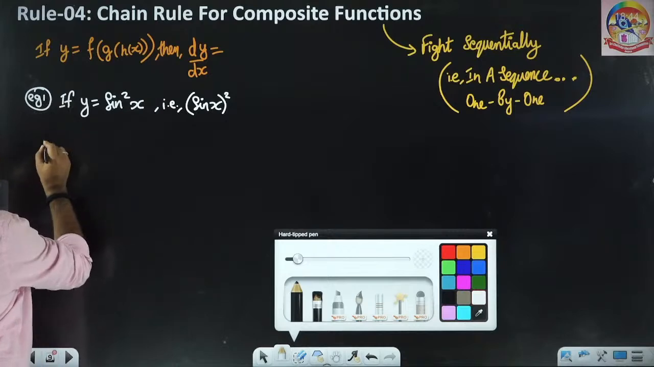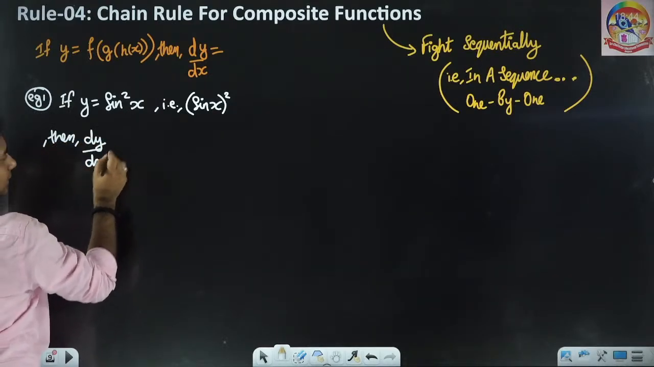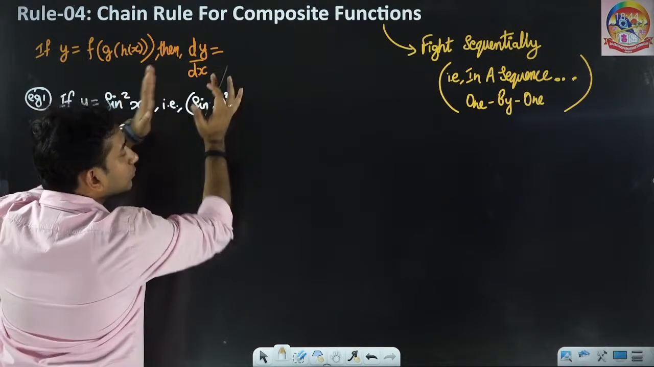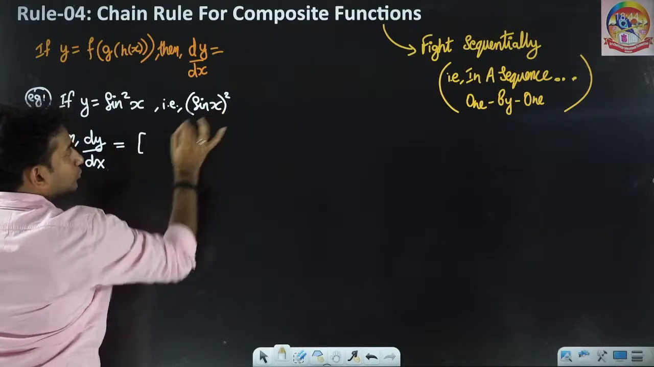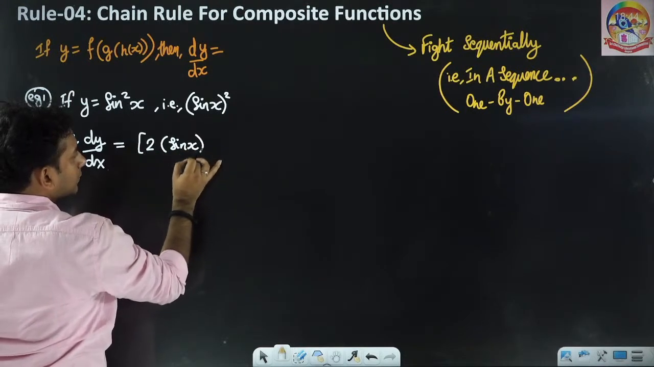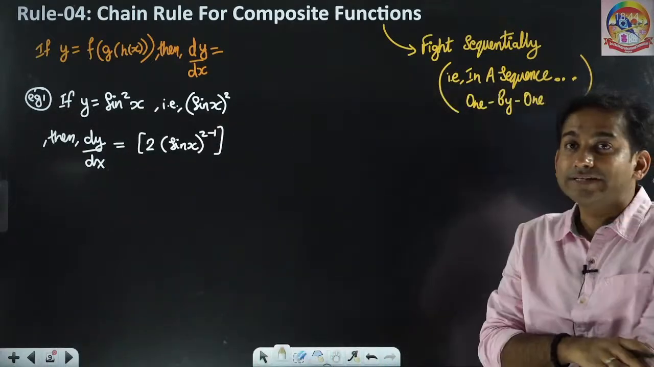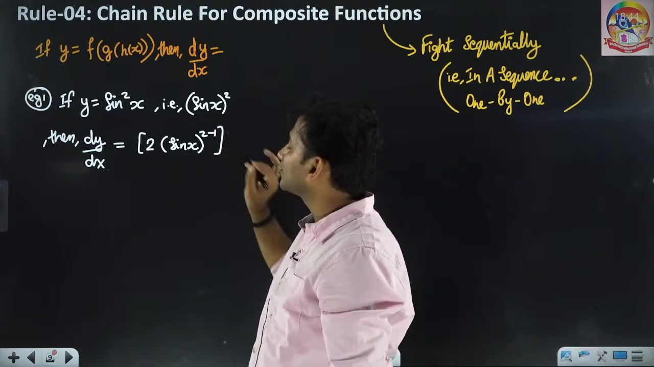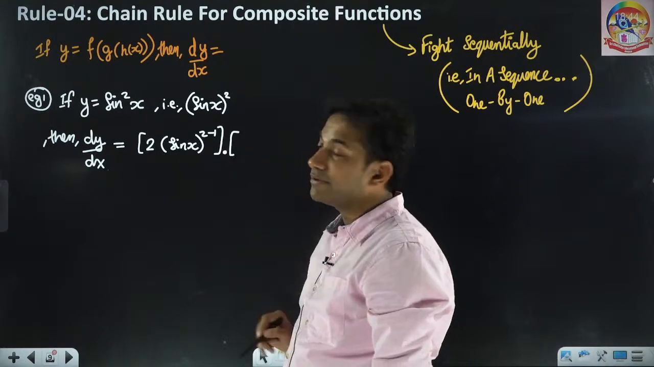Then you will write dy by dx equals: first of all, you have to fight with the outermost function. What is the outermost function? The square function. And what do you do with it? You multiply by the power and the actual power is reduced. But the story is not yet over. This is only the outermost function. Now you have to go inside, and all the terms will be multiplied.